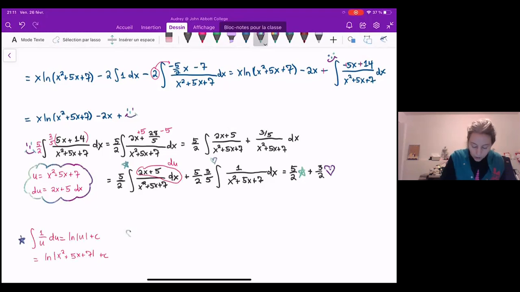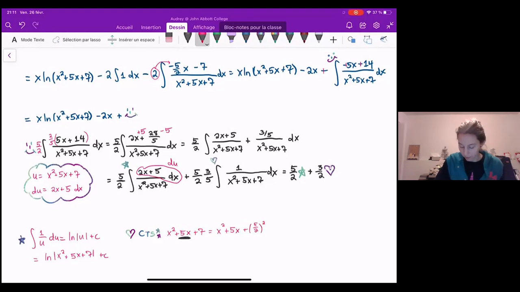And now for heart, we have that quadratic trinomial. Nothing else works. So we want to complete the square. So we're going to complete the square here to have x squared plus 5x plus 7. Remember, it's our middle term that we divide by 2. So this is x squared plus 5x plus 5 over 2 squared plus 7 minus 25 over 4, which gives me x plus 5 over 2 squared. 7 is 28 over 4, so that's plus 3 over 4.